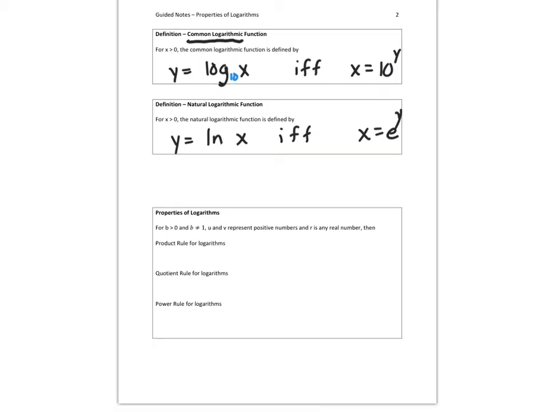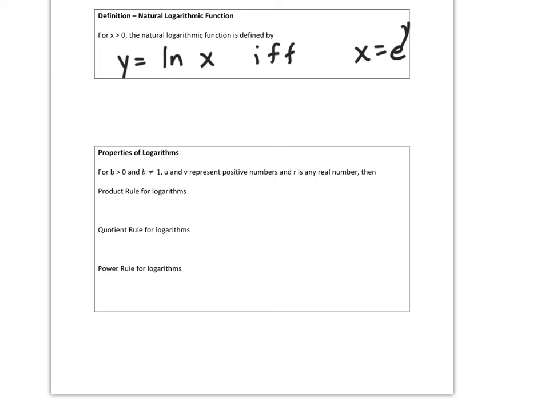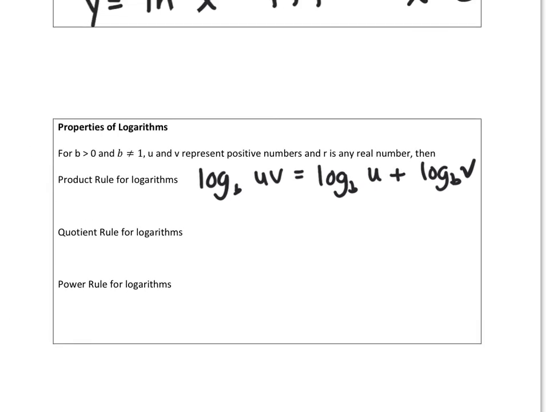Properties of logarithms. We're going to use these properties to solve equations. So the first one, product rule. If you have log base b of u times v, this is log base b of u plus log base b of v. That's the product rule. You expand it out as a sum. Quotient rule. Let's say you have log base b of u divided by v. This is log base b of u minus log base b of v.